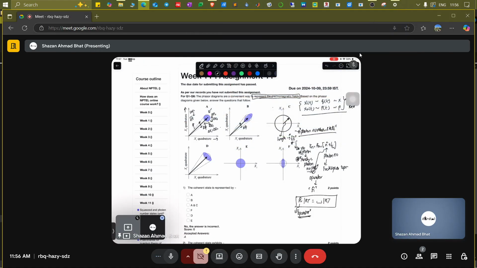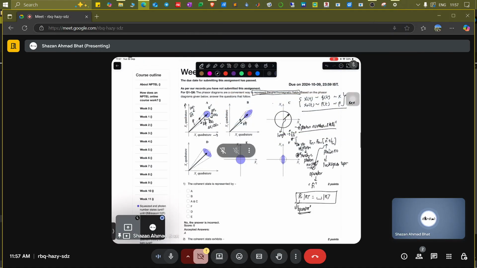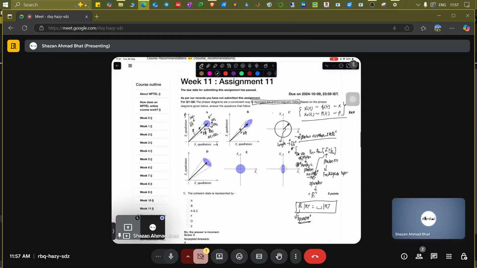So, if we talk about these delta x1 and delta x2, these are equal. And this is a minimum uncertainty state. So, this is a coherent state basically. We have been talking about it. And if it's a coherent state, then it's a minimum uncertainty state where delta x1 delta x2 is equivalent to 1 by 2.